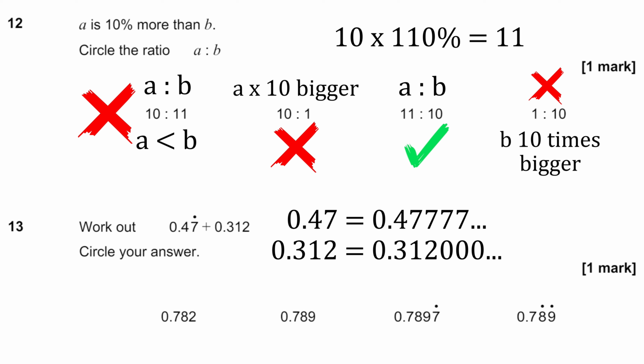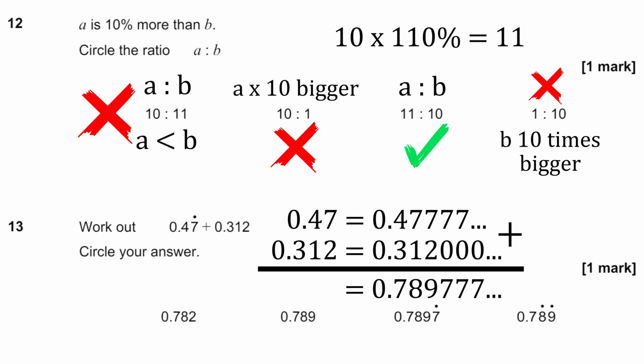And the 0.312, I've written that as having zeros after because it has the zeros after, but you just wouldn't write them normally. So I've also lined them up so we can add them together and then work out what the correct answer would be. So you can just add the columns together.